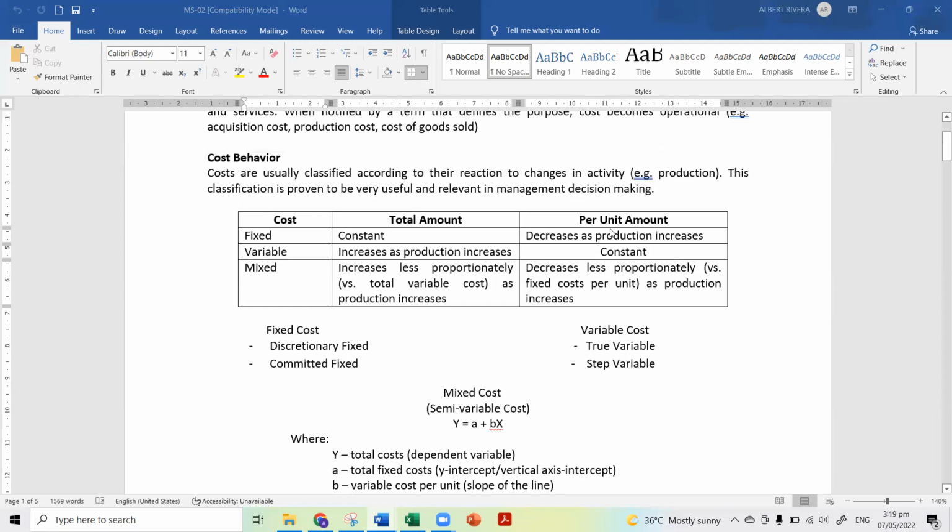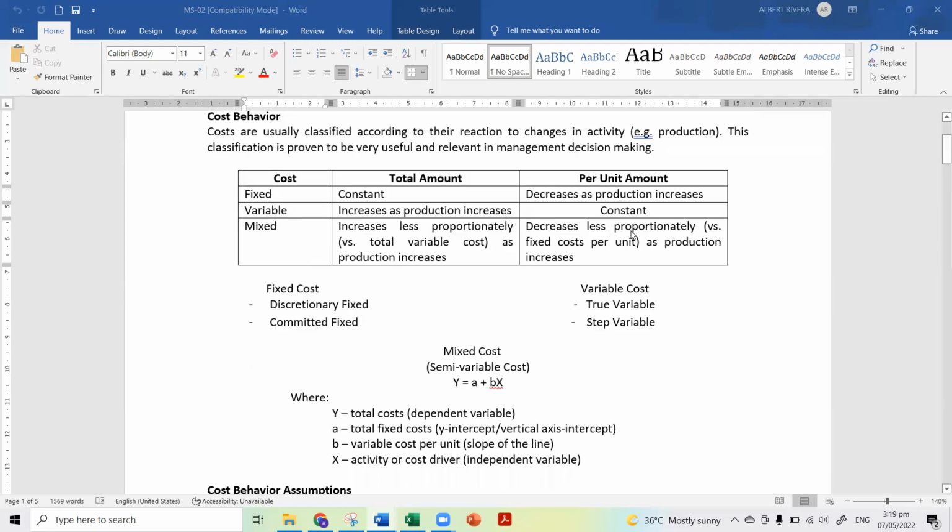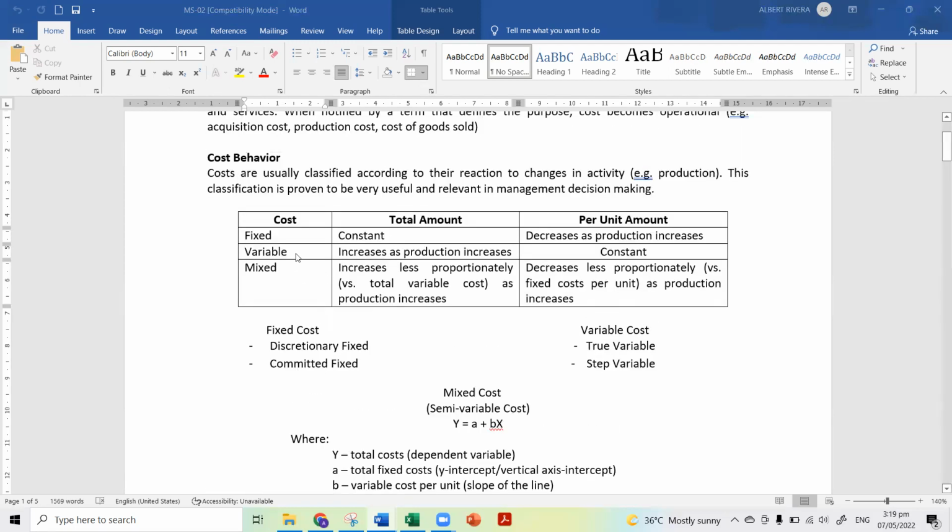It varies per unit, while the variable cost varies in total but is constant in units. That is your fixed and variable cost. What is now your mixed cost? Your mixed cost has the identity of being both fixed and variable. The perfect example of this?